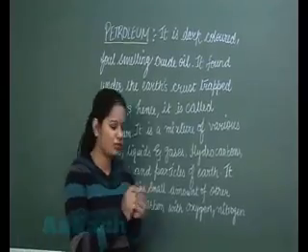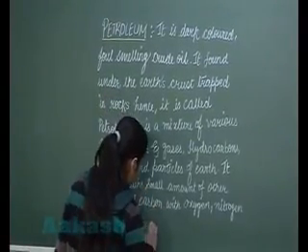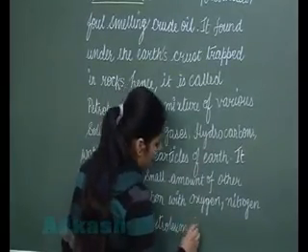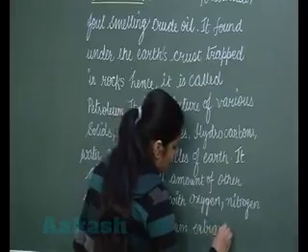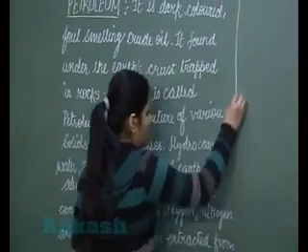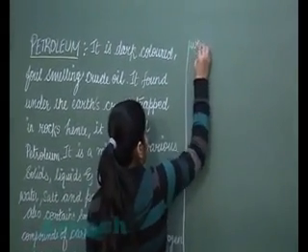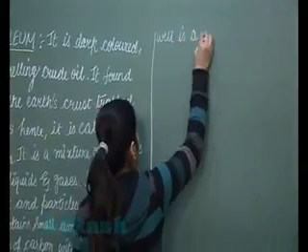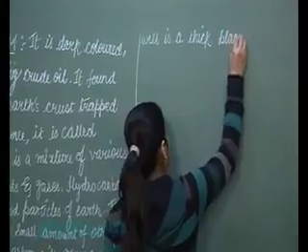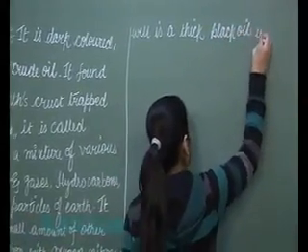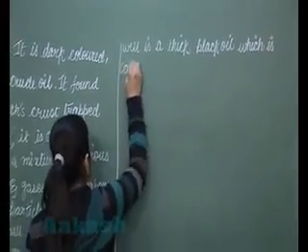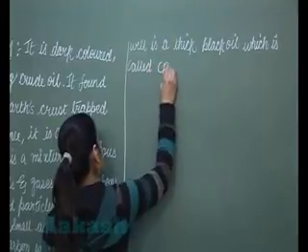which is known as crude oil. The petroleum extracted from a well is a thick black oil which is called crude oil.